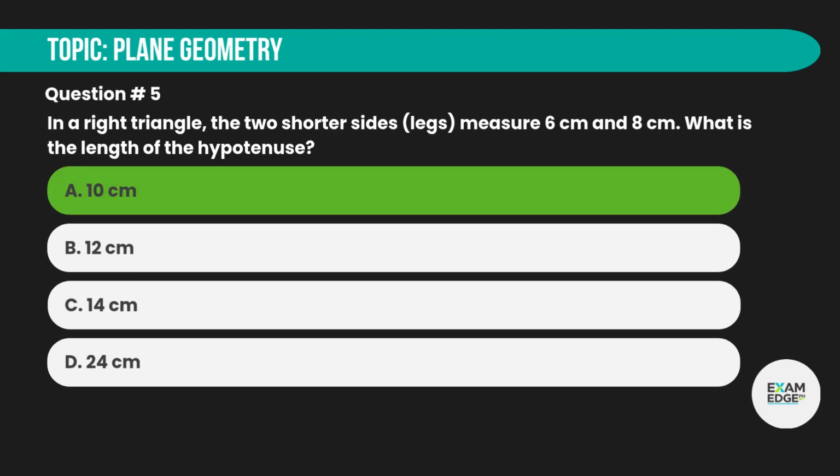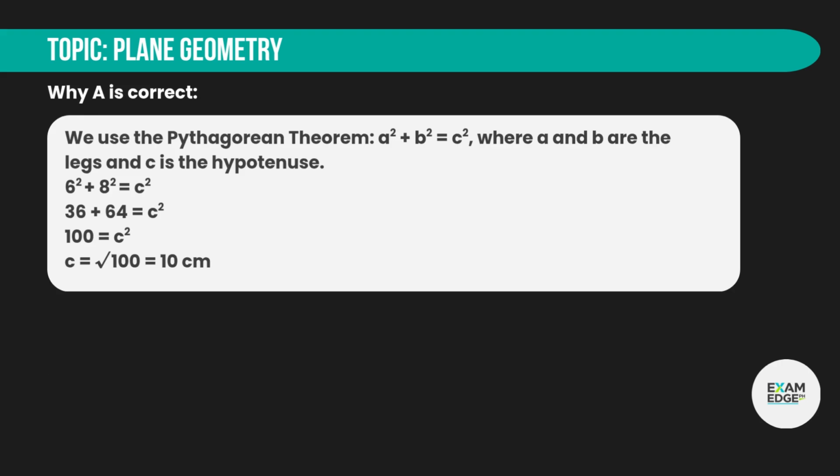Correct answer. A. 10 centimeters. Why A is correct? We use the Pythagorean theorem. a squared plus b squared equals c squared, where a and b are the legs and c is the hypotenuse. 6 squared plus 8 squared equals c squared. 36 plus 64 equals c squared. 100 equals c squared. c equals square root of 100 equals 10 centimeters.